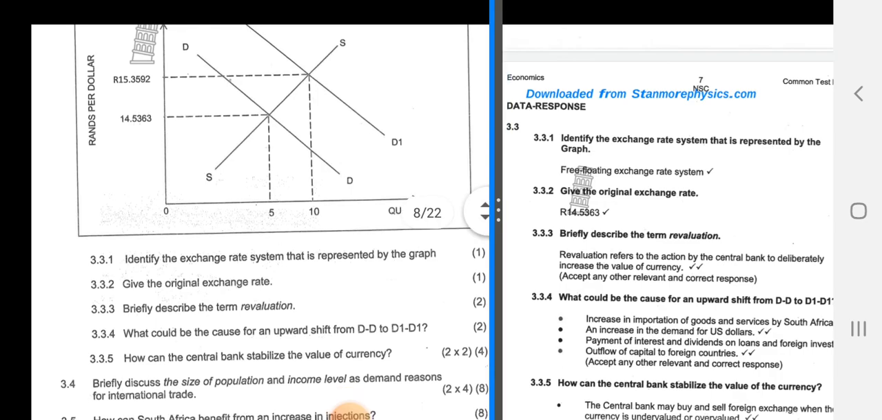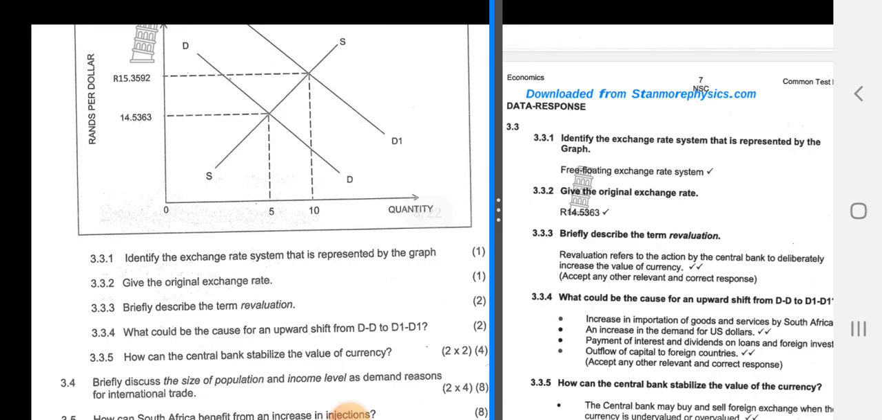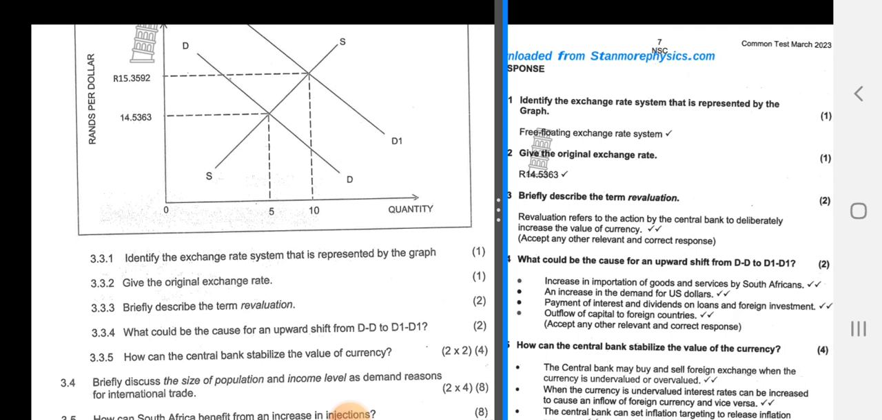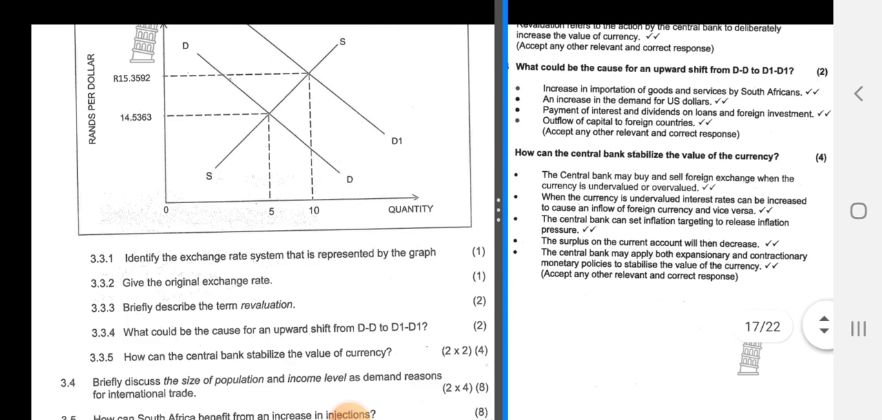And then 3.3.4, what could be the cause of the upward shift from D to D1? Increase in importation of goods and services by South Africans, an increase in the demand for US dollars. An increase in the demand for the US dollar will raise the exchange rate of the dollar. Outflow of capital to foreign countries will increase the demand for dollars.